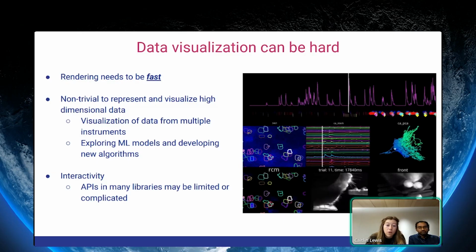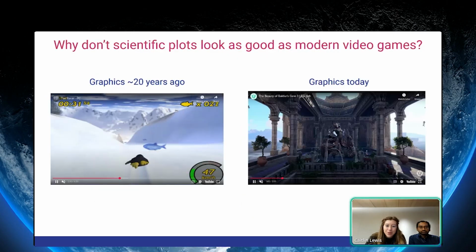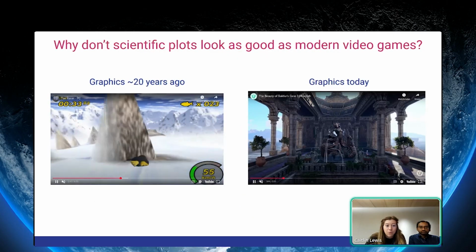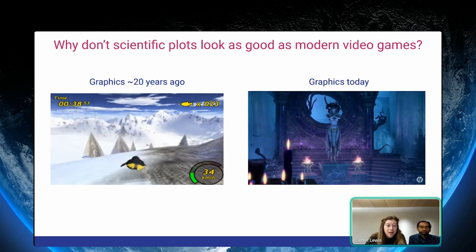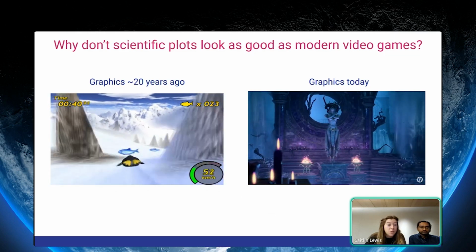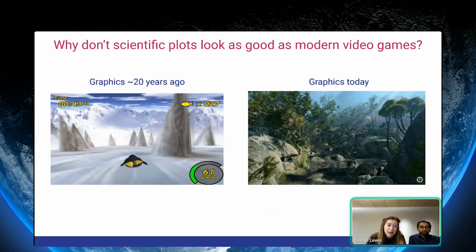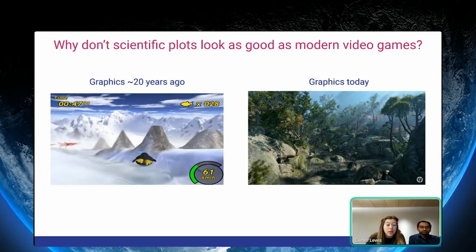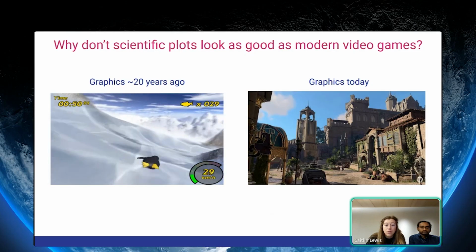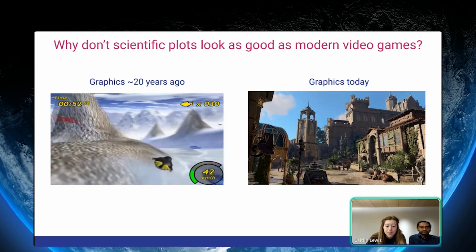So our goal with building this library was to develop something that is easy and friendly for users to get started with very quickly. We'll get into how we do that in a few minutes. Further motivation is: why don't scientific plots look as good as modern video games? This is about how graphics technology has improved so much over the last 20 years, from this video game on the left to this video game on the right. There's a clear difference, so how can we use this newer technology for scientific purposes as well?